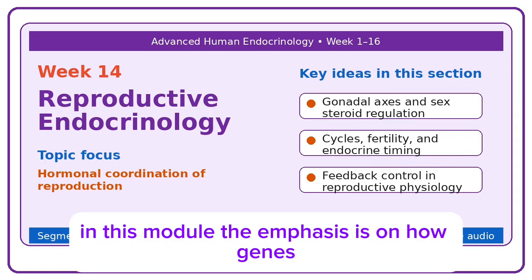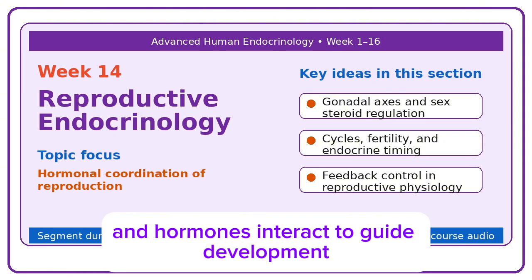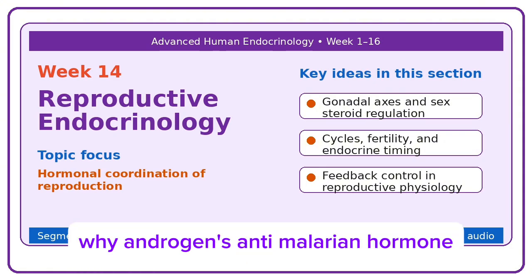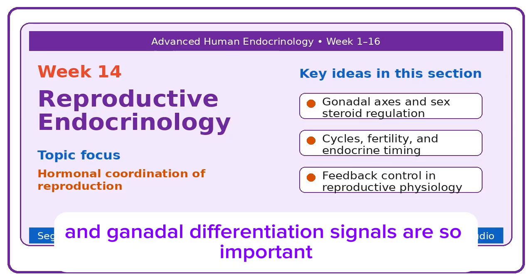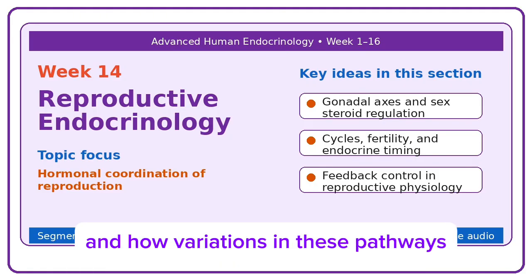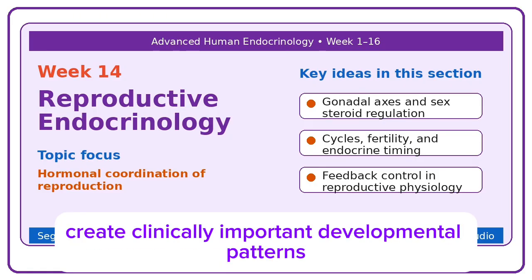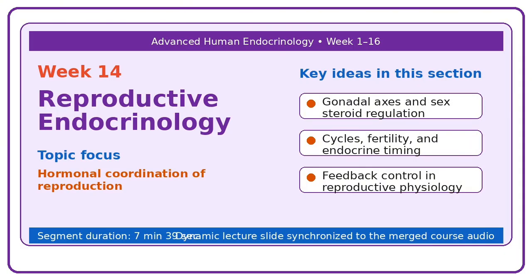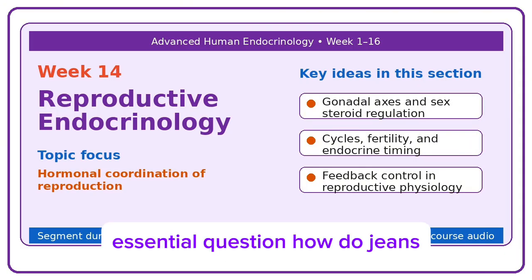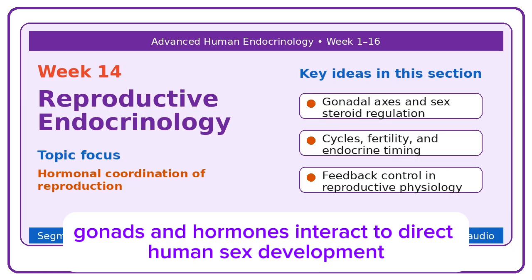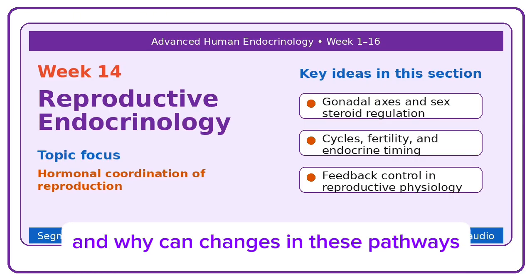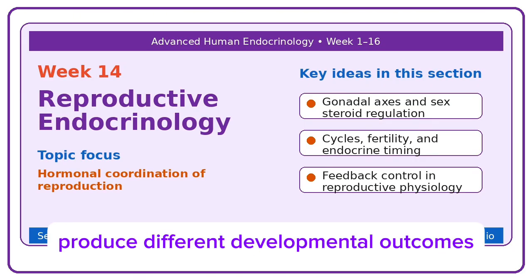In this module, the emphasis is on how genes and hormones interact to guide development, why androgens, anti-Müllerian hormone, and gonadal differentiation signals are so important, and how variations in these pathways create clinically important developmental patterns. Essential question: how do genes, gonads, and hormones interact to direct human sex development, and why can changes in these pathways produce different developmental outcomes?